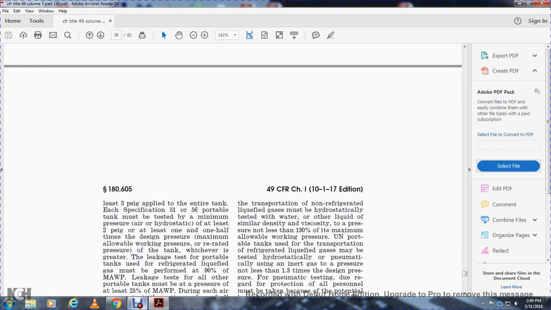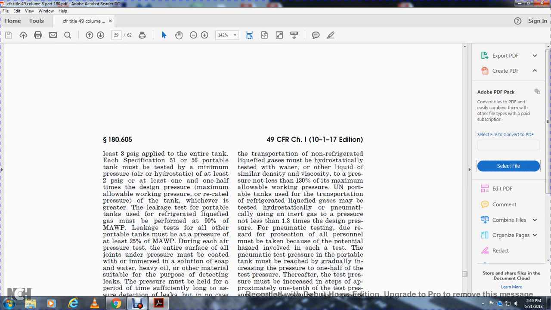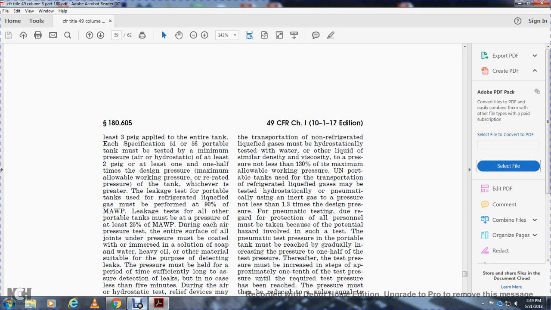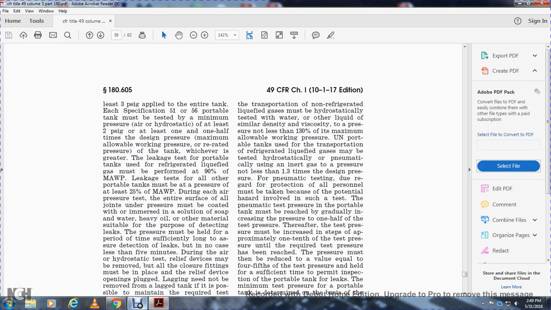Leak tests of portable tanks for refrigerated liquefied gas must be performed at 90% of the MAWP, and leakage tests for all other portable tanks must be performed at a pressure of at least 25% of the MAWP. During the air pressure test, the entire surface of each joint under pressure must be coated or immersed with a solution of soap and water, heavy oil, or other material suitable for detecting leaks. The pressure must be held for a sufficiently long period to ensure detection of leaks, in most cases no less than 5 minutes.